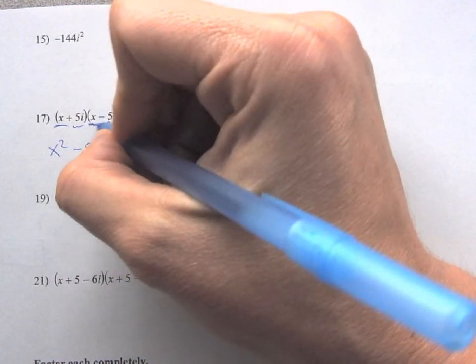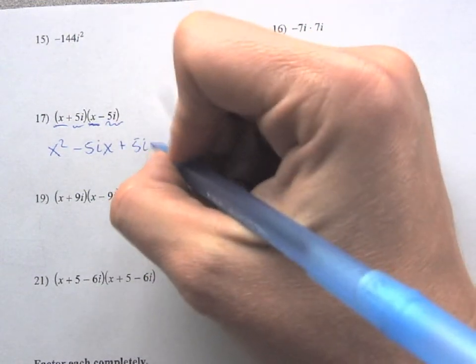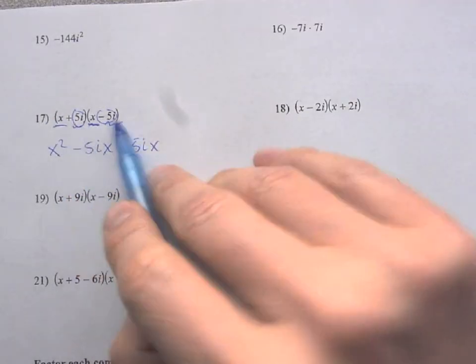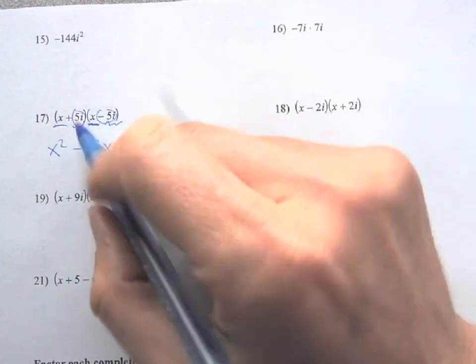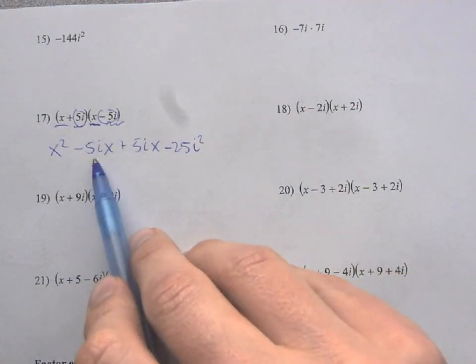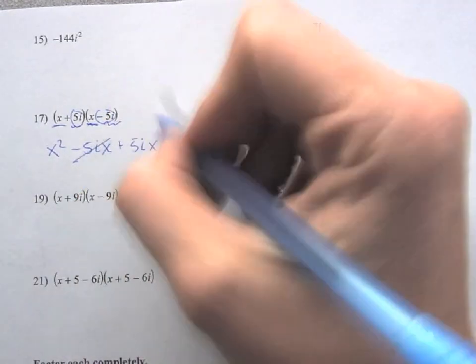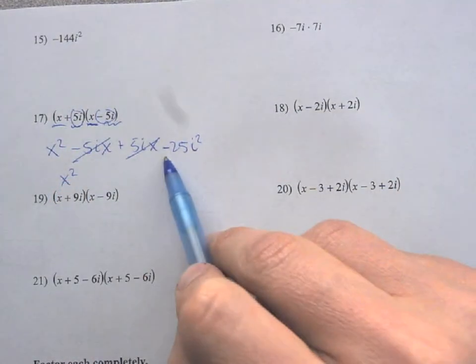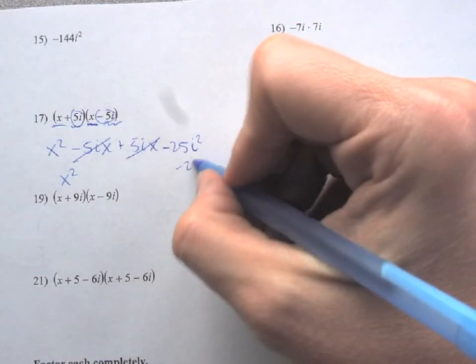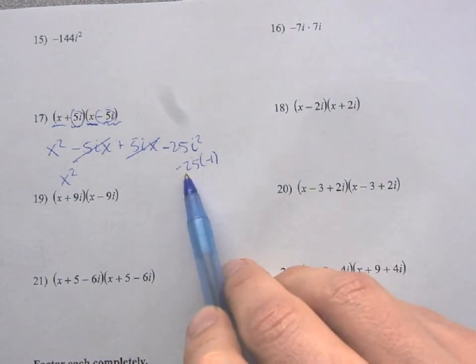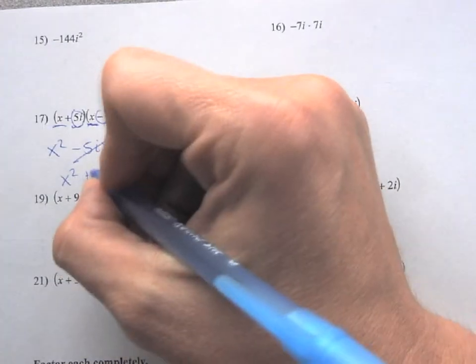Then we have the inside terms, these two, which give positive 5ix. And the last terms, we get 5 times negative 5, that's negative 25, and then i times i is i squared. The negative 5ix and the 5ix are the same thing with opposite signs. They're additive inverses, so they cancel. So I have x squared, and negative 25i squared is negative 25 times negative 1, because remember, i squared is negative 1. So negative 25 times negative 1 gives me a positive 25.